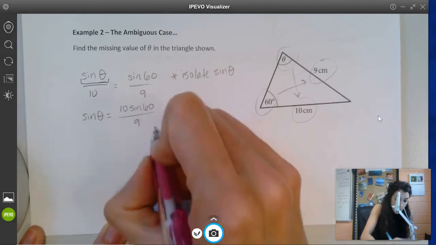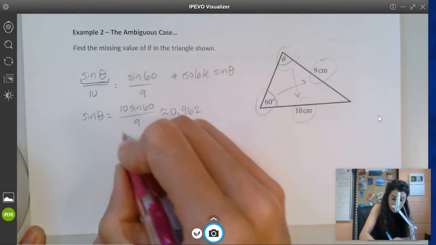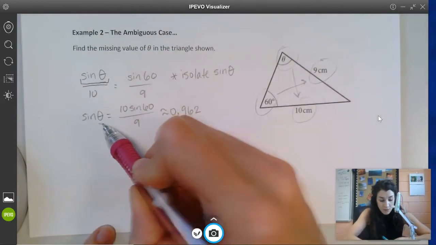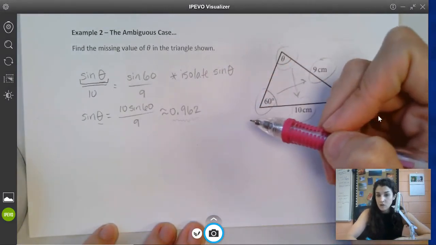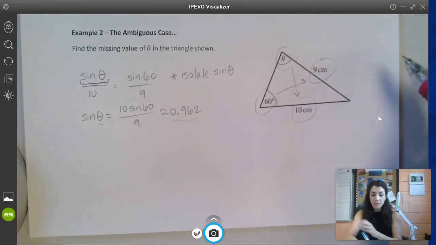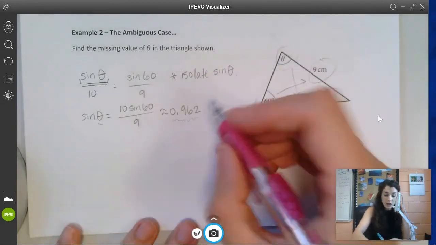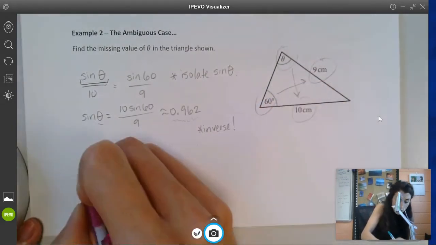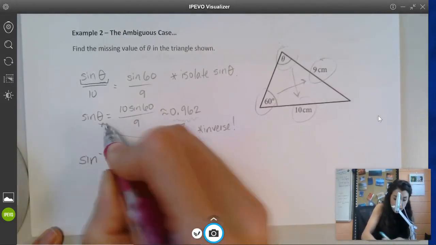And that is approximately 0.962. You can type it into your calculator and it will give you a value. So when we have an input of theta, we have an output of 0.962. And once we get to that, sine of theta equals a number, we have isolated for sine of theta. And then we can do inverse. So now I can say, oh, well then just the inverse will flip these two.